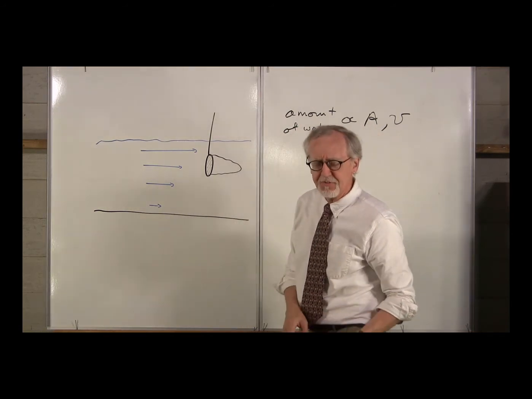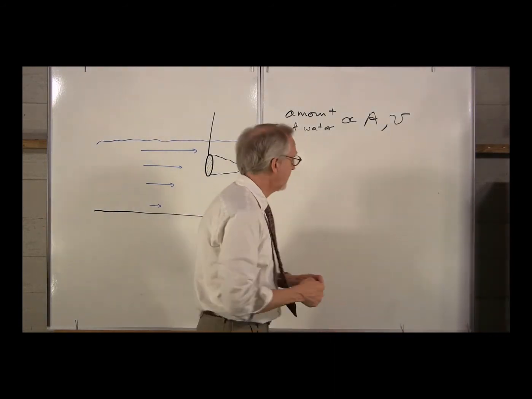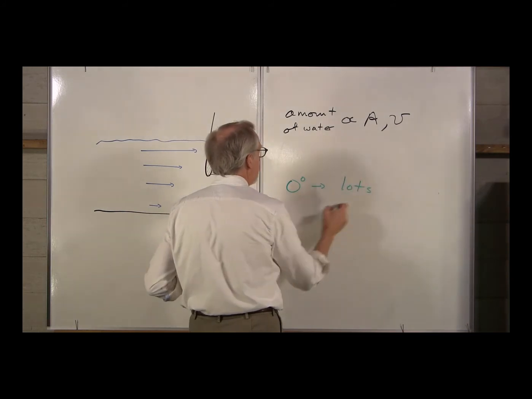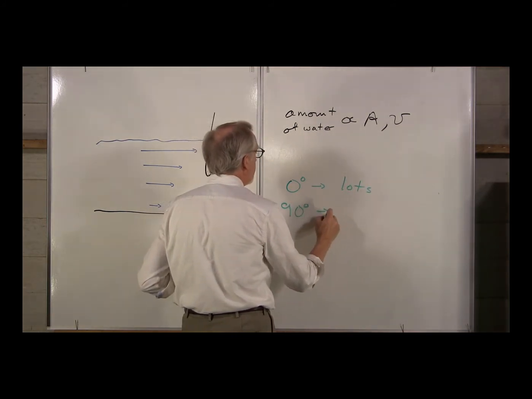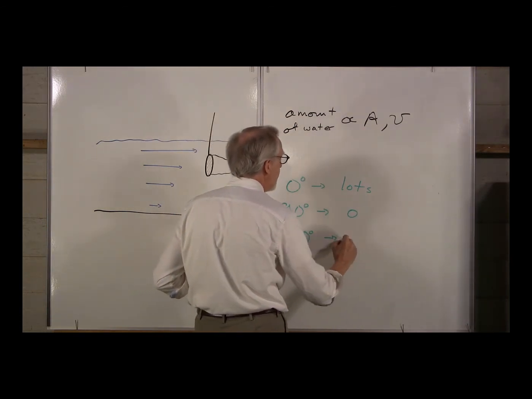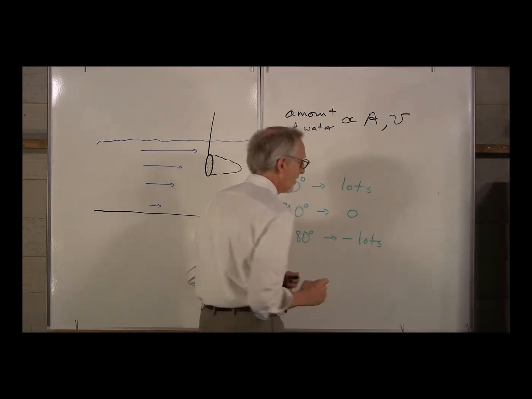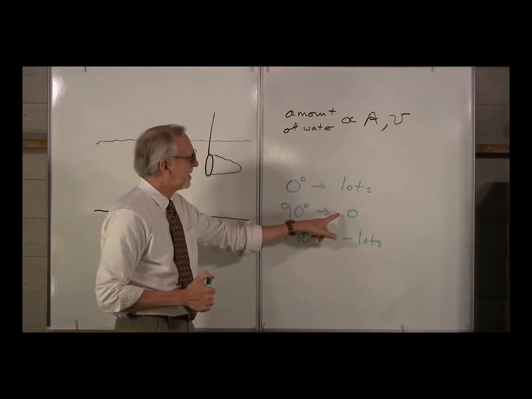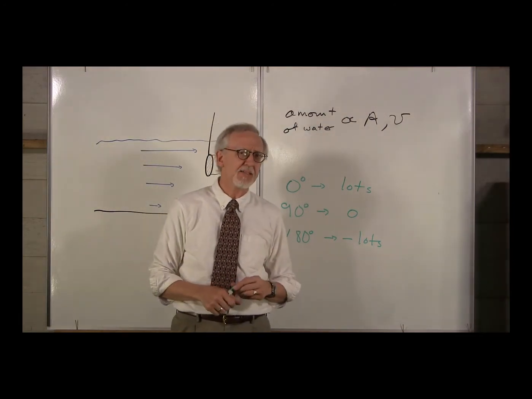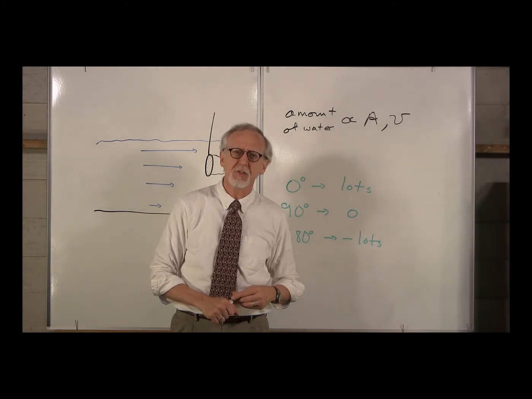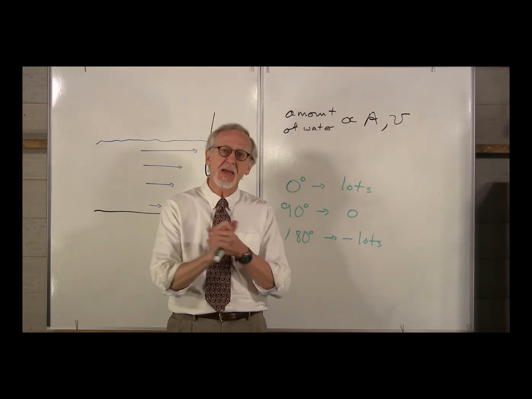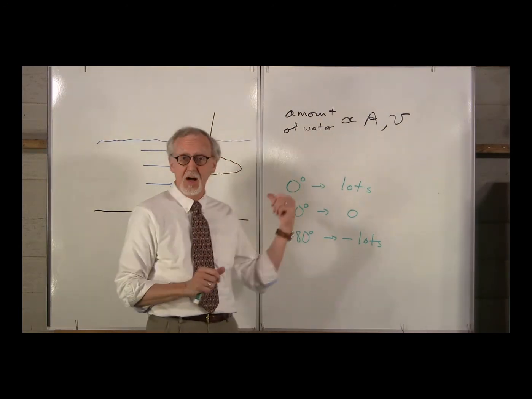Well, what trigonometric function does that sound like? Let me just write this down. For 0 degrees, we get lots of water. For 90 degrees, we get 0 water. For 180 degrees, we get negative lots of water. So positive, 0, negative, for 0 degrees, 90 degrees, 180 degrees. What does that sound like? Does that make you think of any particular trigonometric function? Well, cosine. That's the cosine of the angle between the area vector and the velocity vector.